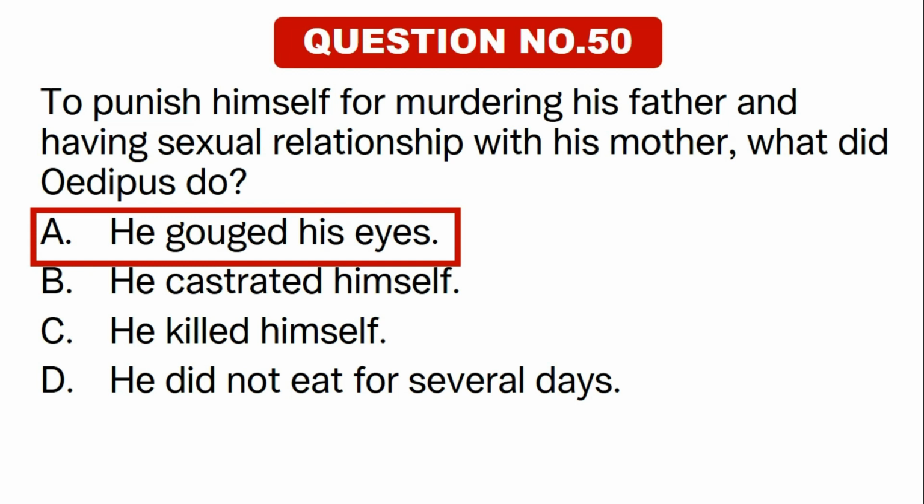Oedipus was a mythical Greek king of Thebes. He killed his father and married his mother. That is why in psychology we have the Oedipus complex. He stabs out his own eyes after finding out that his mother killed herself. It's Oedipus. The correct answer is letter A.